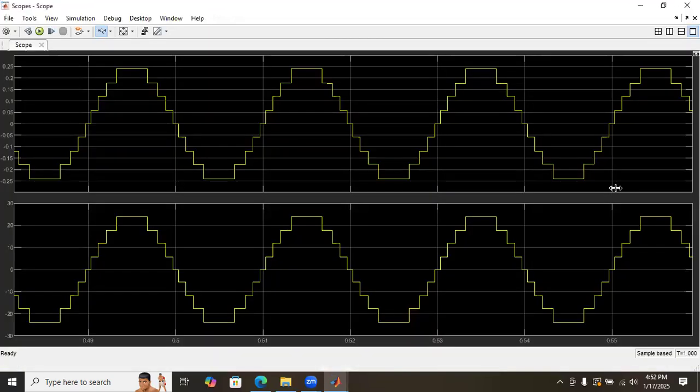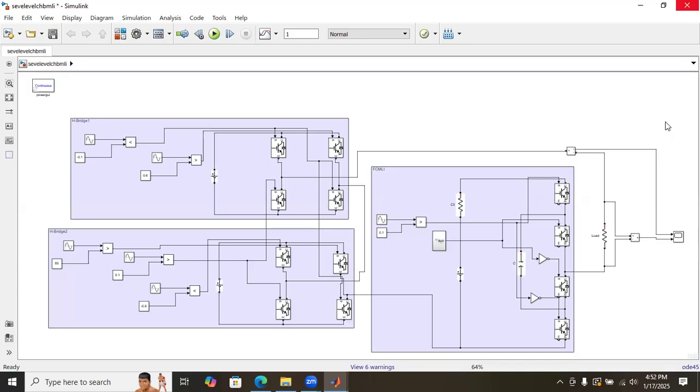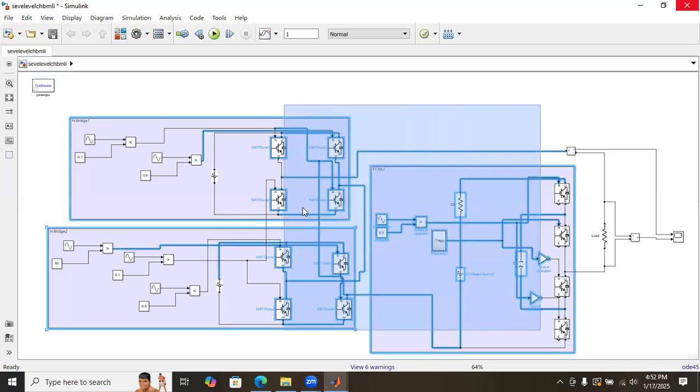If you see the result, you can verify it. The second one is the voltage waveform. Here, level 1, 2, 3, 4, 5, that is the 0 level, 6, 7, 8, 9. So totally 9 levels are there. We have reduced the number of switches from 16 to 12 in order to get 9 levels by using this combination, cascaded H-bridge plus flying capacitor multi-level inverter.